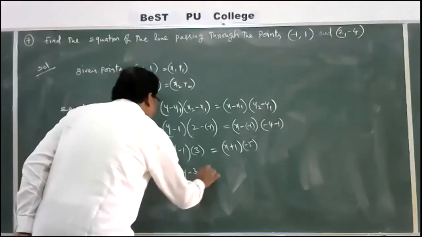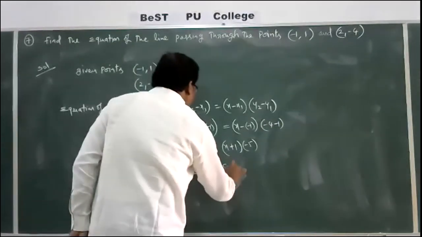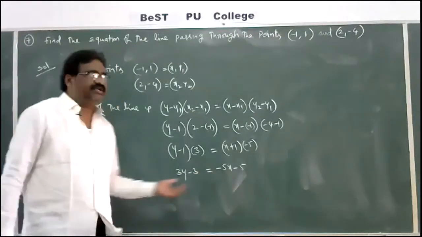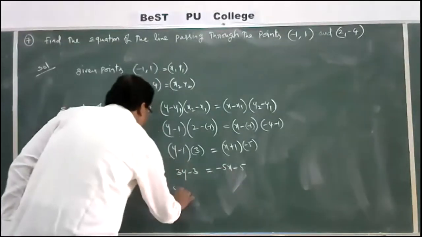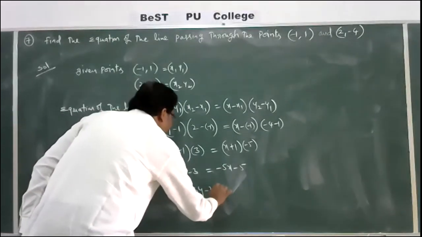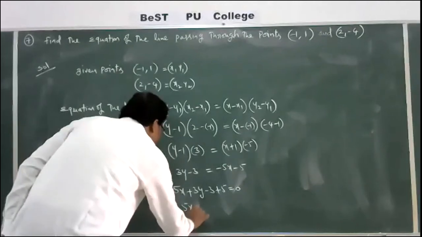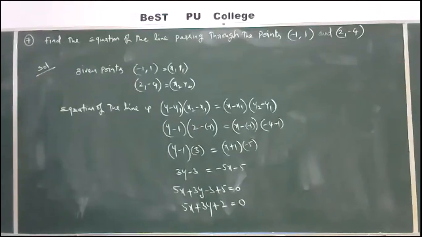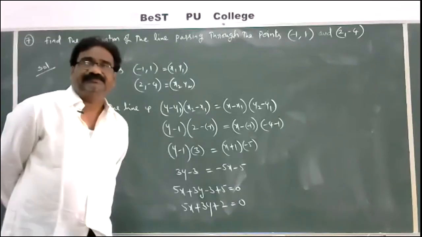That is 3y minus 3 is equal to minus 5x minus 5. We bring these two values to this side, that is 5x plus 3y minus 3 plus 5 is equal to 0. That is 5x plus 3y plus 2 is equal to 0. That's the required equation of the line passing through the two given points, minus 1 comma 1 and 2 comma minus 4.